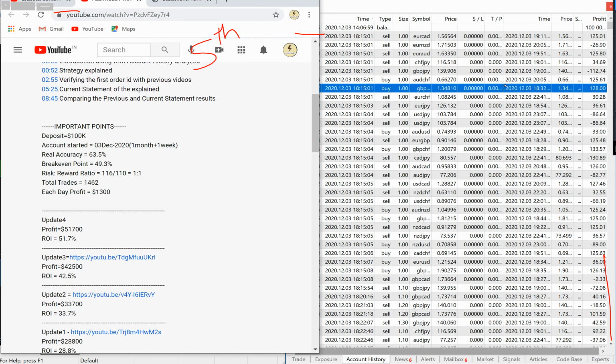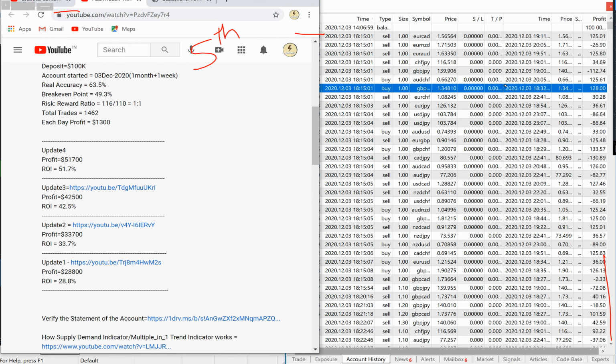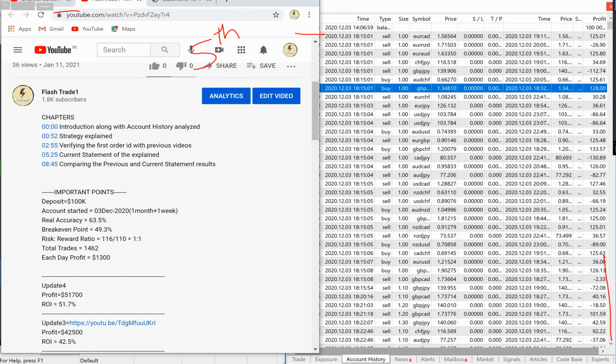During the previous updates, the total profit on the account was $51,700, creating the ROI 51.7%. In update 1 and update 2, I've shown the trading access of this account by placing a live order and confirmed that Flash Trade 1 is the only one who is trading this account.